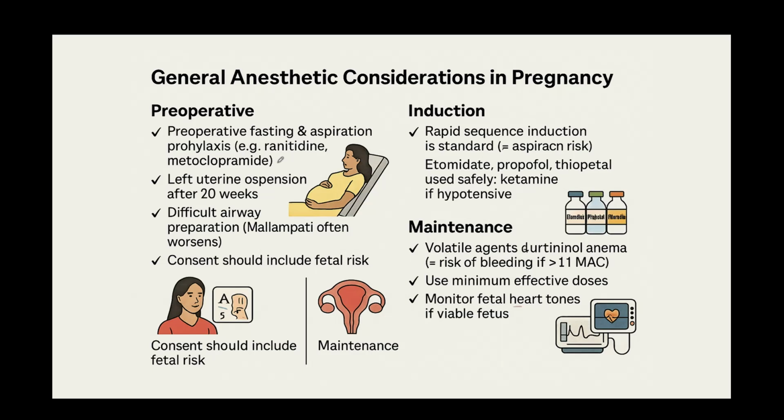Ketamine can cause hypertension because it can affect the maternal-fetal circulation, affecting the uteroplacental circulation. Maintain volatile agent at less than 1 MAC, because if you go more than 1 MAC, there is an increased risk of bleeding and atony. Use the minimum effective dose. Monitor heart sounds and fetal heart sounds if the fetus is viable.